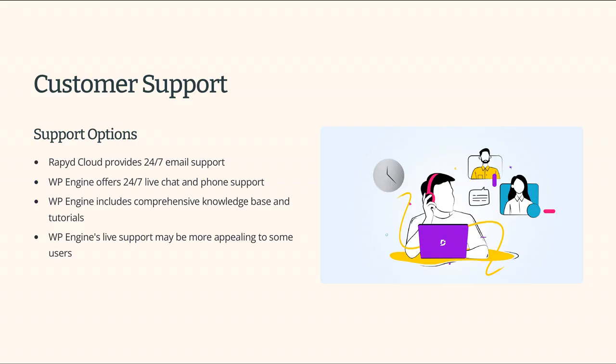Both platforms offer robust support systems. Rapyd Cloud provides 24/7 support through email, while WP Engine has a 24/7 live chat and phone support. WP Engine also offers a comprehensive knowledge base and tutorials to help users navigate the platform. Both provide excellent support, but WP Engine's live support options may be more appealing to some users.